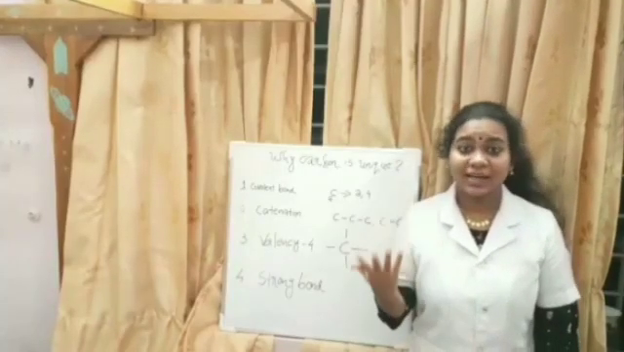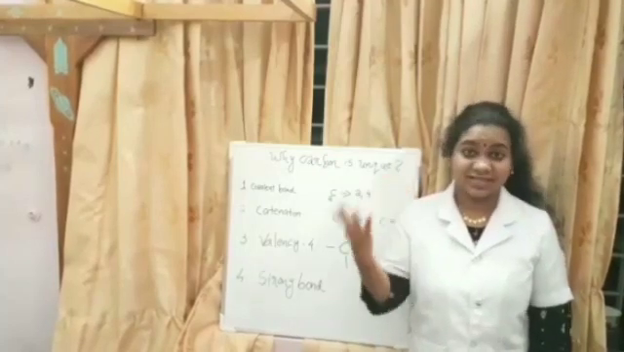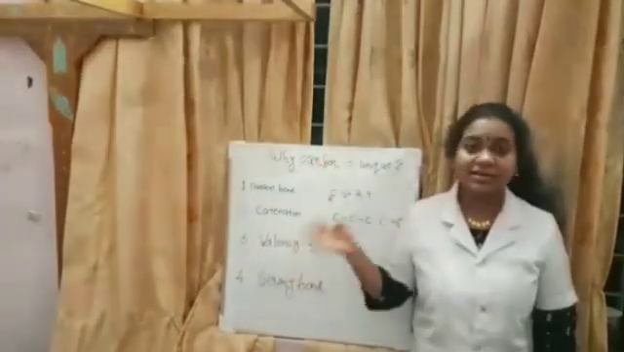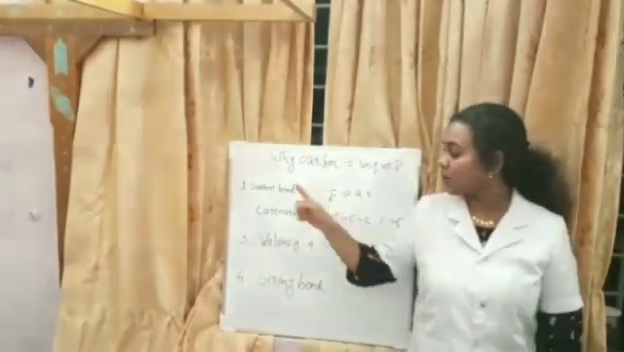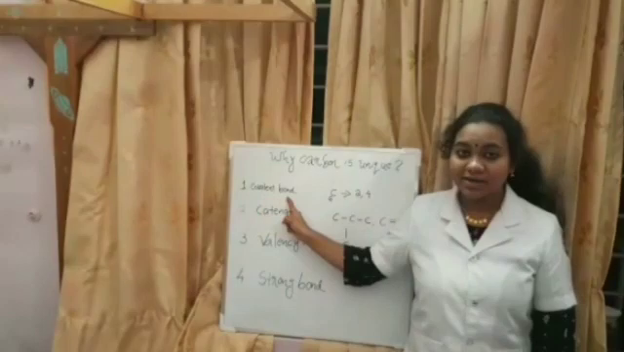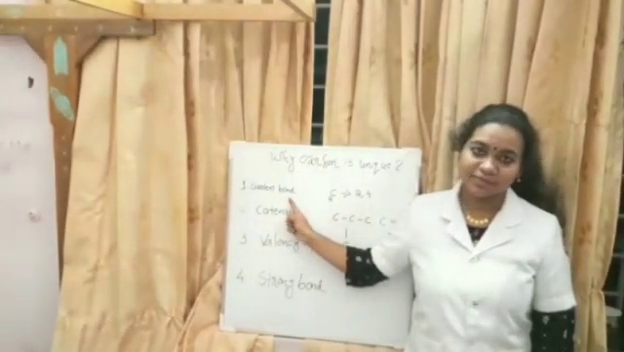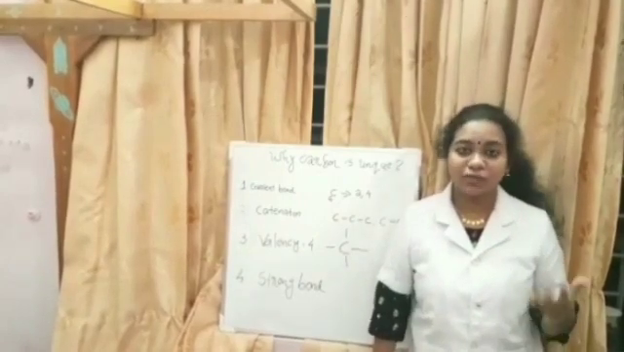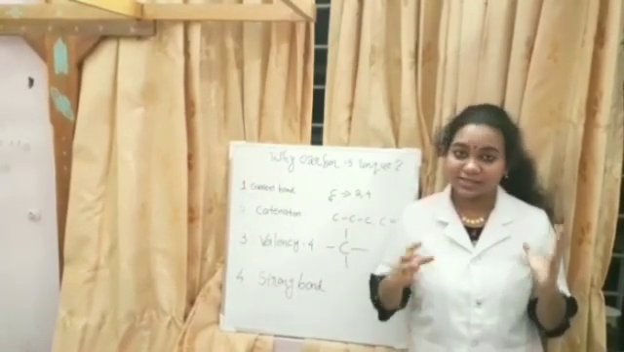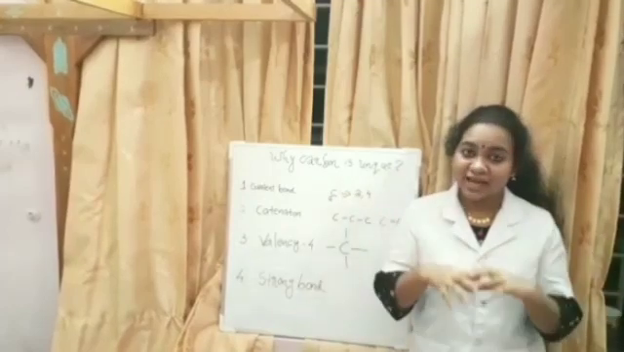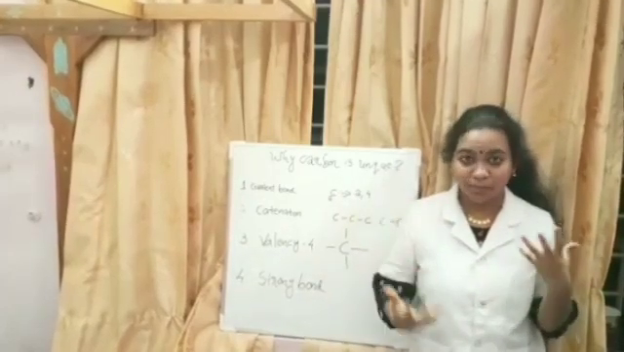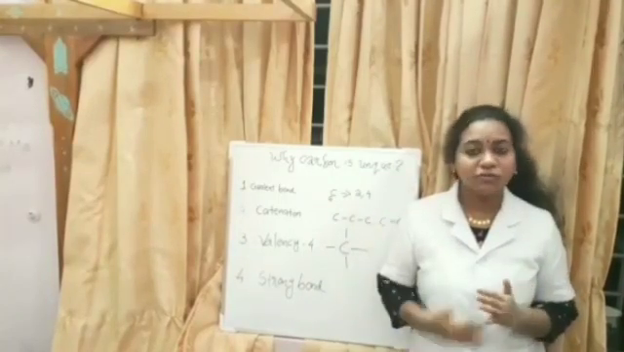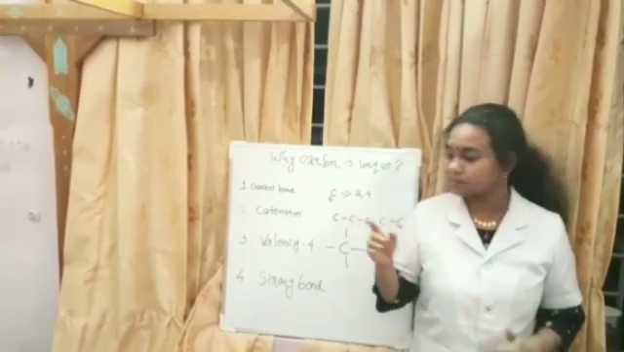So, why is carbon unique? Why is carbon versatile? Let's see why carbon is versatile. There are 4 reasons why carbon is versatile. Okay, the first reason: carbon forms covalent bonds. What do you mean by covalent bond? A covalent bond is the bond formed by the sharing of electrons. Why is carbon forming covalent bonds? Why not ionic bonds? Let's see.